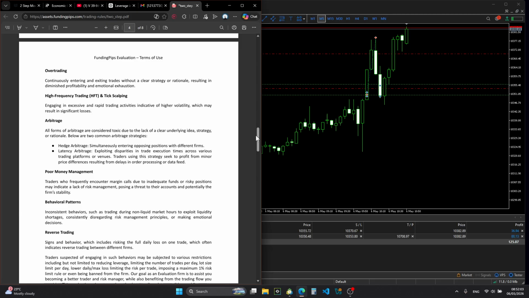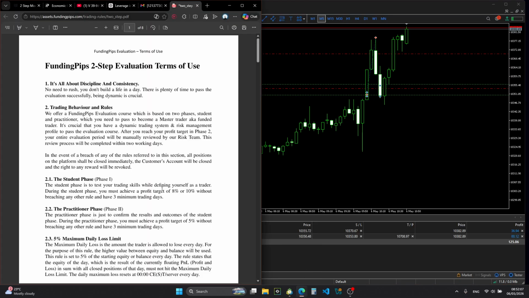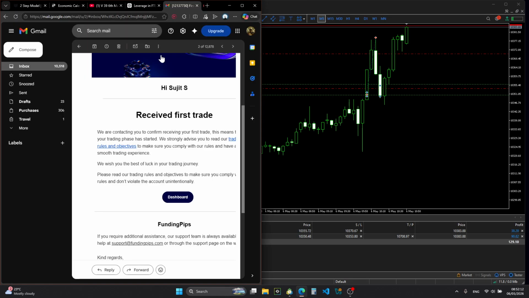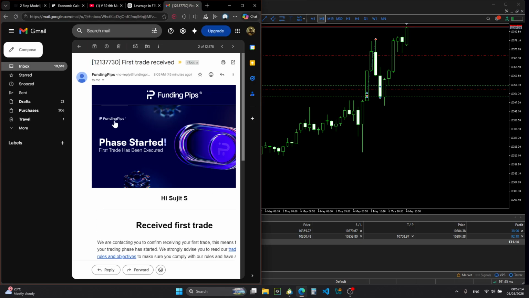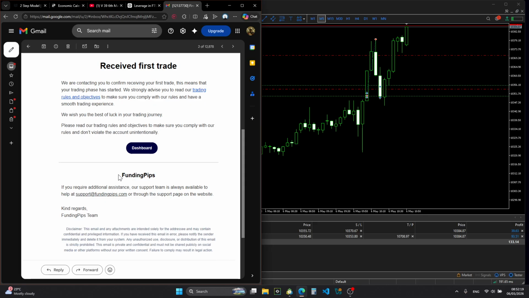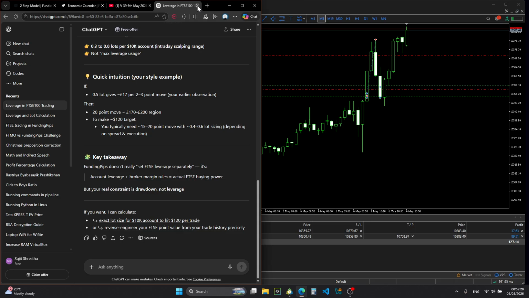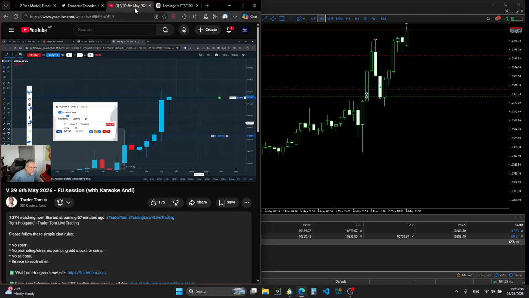The rules are not so daunting. The rules are, I would say, not so bad. So, first trade started. Let's see what Funding Tips has to offer. Let's see what I can take out. Funding Tips, I don't even know if they give them.